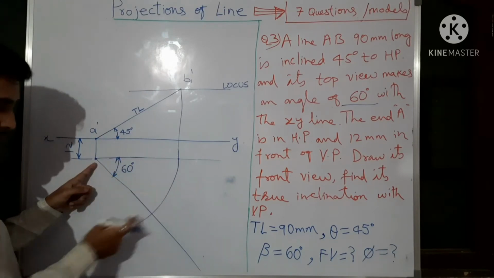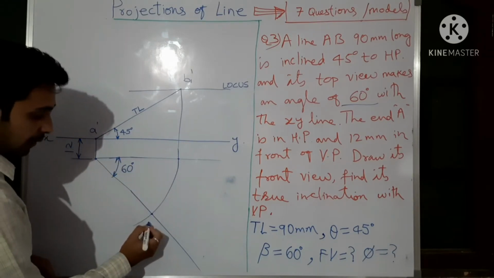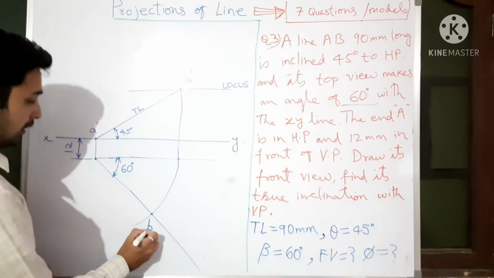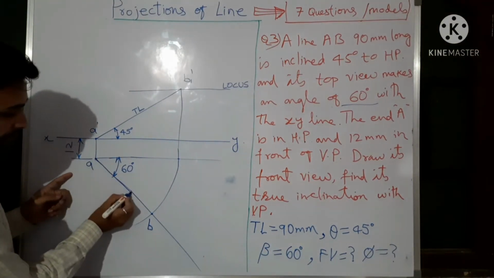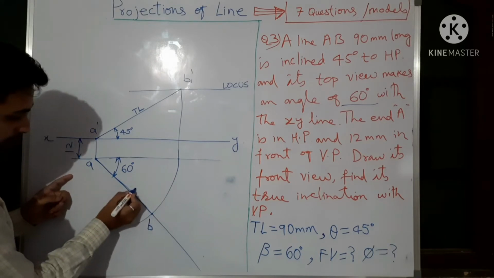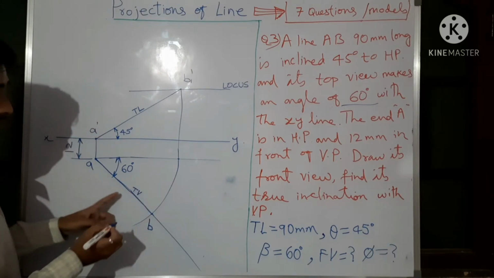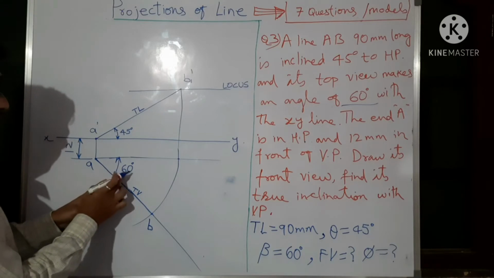This is the center rotating. So wherever you are getting this end point, that is your final end B. So this is A, this is B. This is your final top view. This is not true length. Why? Because this is beta.